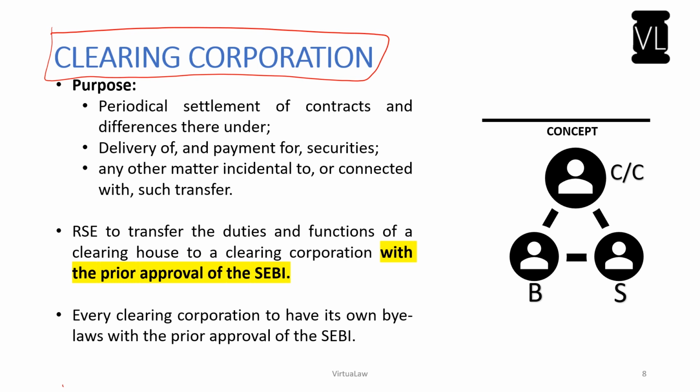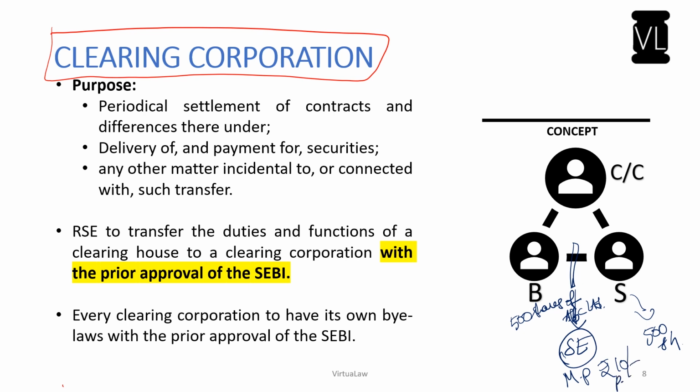So now to quickly summarize and to better understand this example, let me introduce you to the role of a clearing corporation. So firstly, there is a stock exchange. B wants to buy 500 shares of ABC Limited. S has 500 shares. On the stock exchange, the market price is rupees 10 per share. B in his account has 5,000 rupees, right?